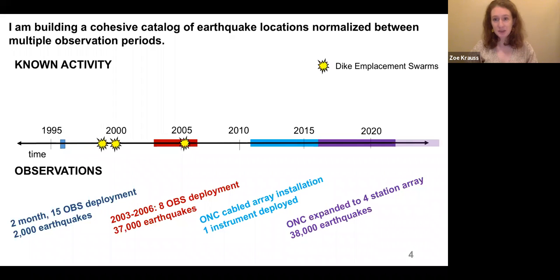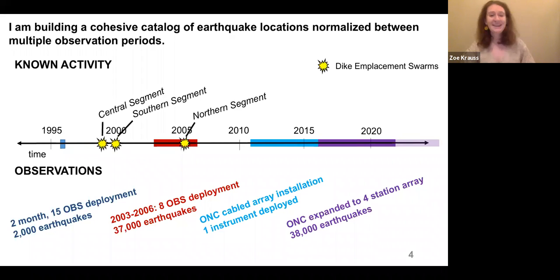So we know that dike emplacement swarms occurred on the ridge in these 3 time periods. And so the first one, in 1999, the central segment underwent a dike emplacement swarm. The next one got the southern segment, and the dike emplacement swarm kind of capped off in 2005 with swarms on the northern segment. And so those 3 events together are thought to have relieved all extensional strain on the ridge. And it has been building up since then. So sometime in the future, we hope to observe the subsequent future swarm.